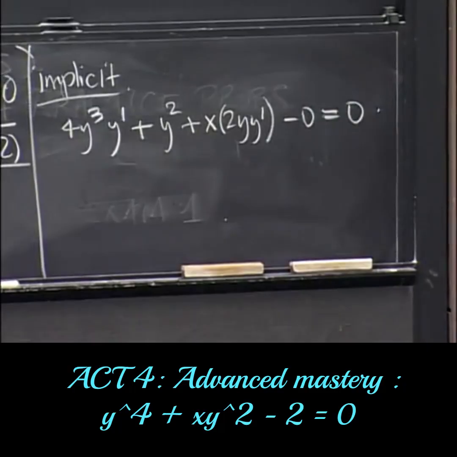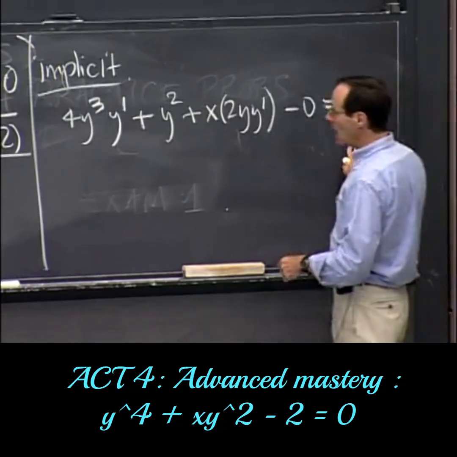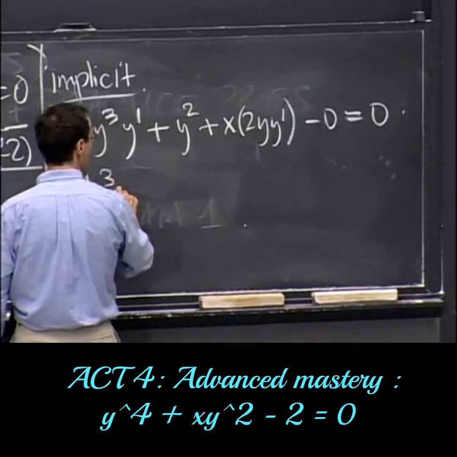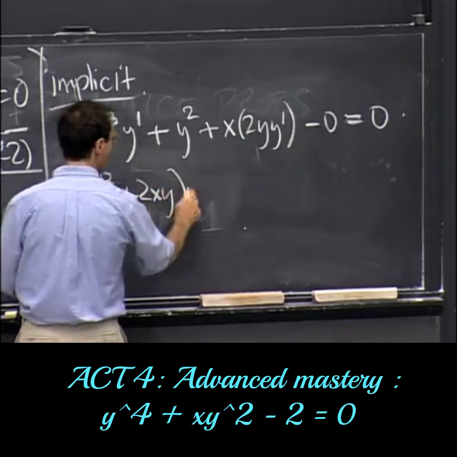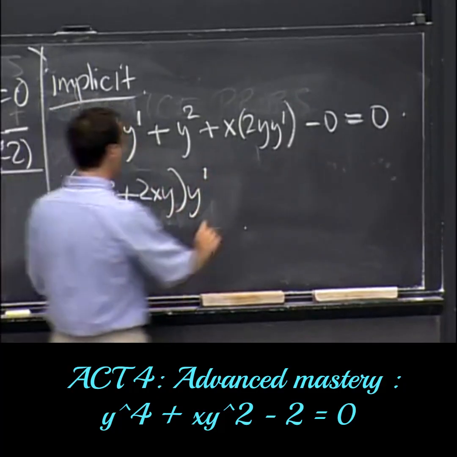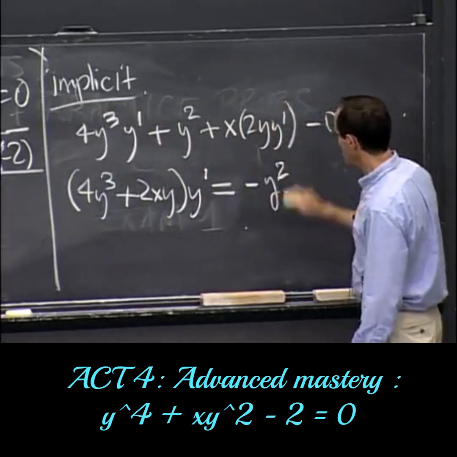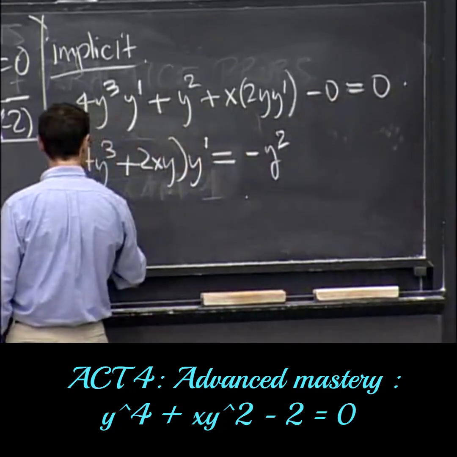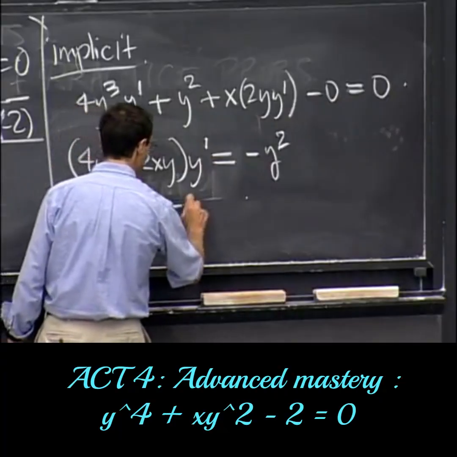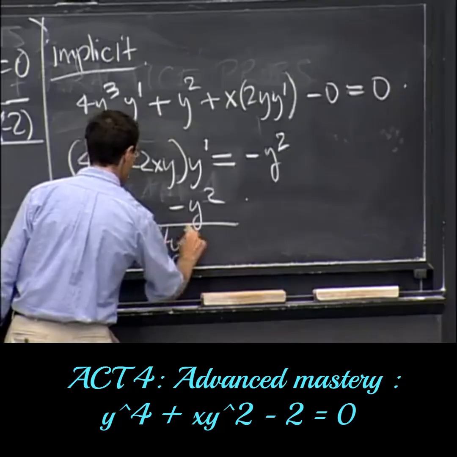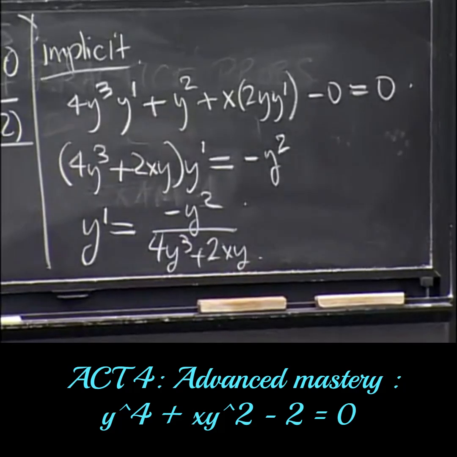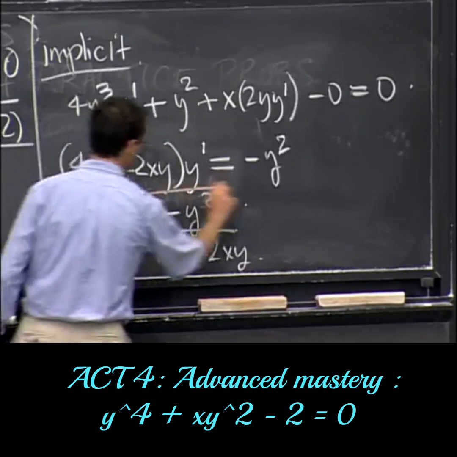All right, so there's the implicit differentiation step. And now I just want to solve for y prime. So I'm going to factor out 4y cubed plus 2xy. That's the factor on y prime. And I'm going to put the y squared on the other side, minus y squared over here. And so the formula for y prime is minus y squared divided by 4y cubed plus 2xy. So that's the formula for the solution, for the slope.